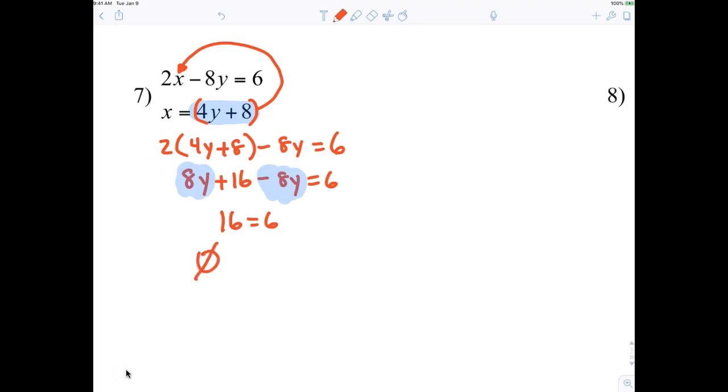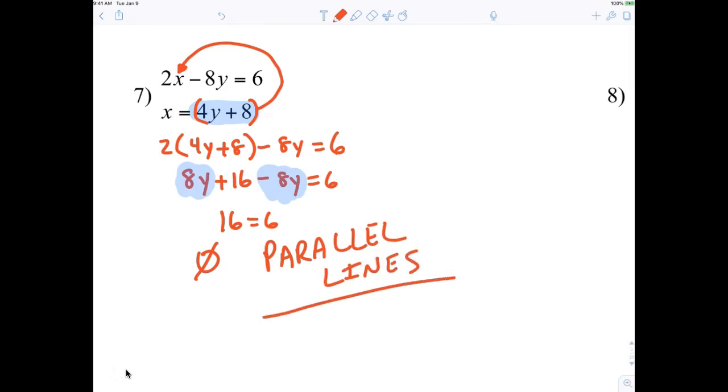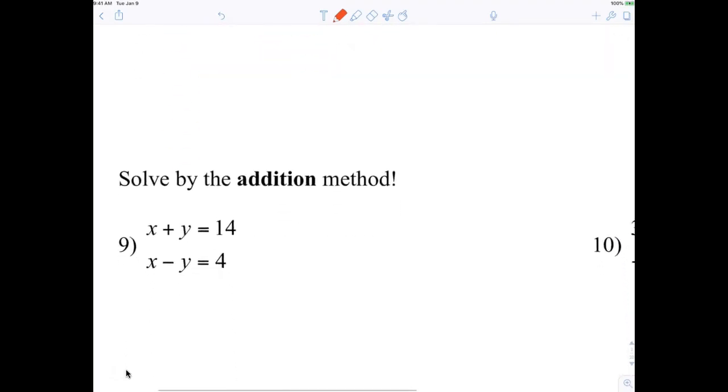Now, more importantly than telling me it's no solution, I really want you to be able to tell me those lines are what? The lines are parallel. That's what that means. Parallel lines. That's what I want you to write down. Parallel lines, that means there is no solution. I want you to understand that.